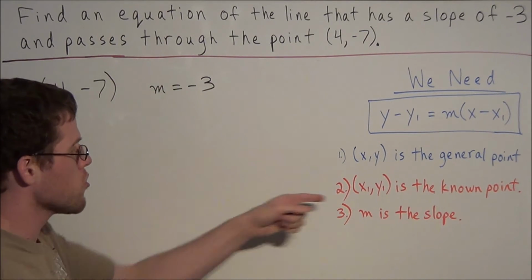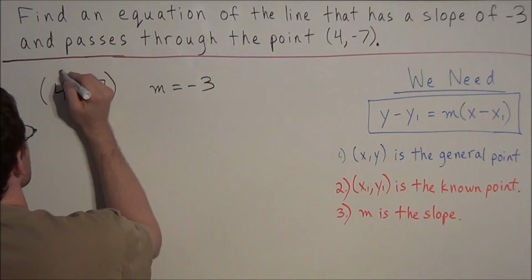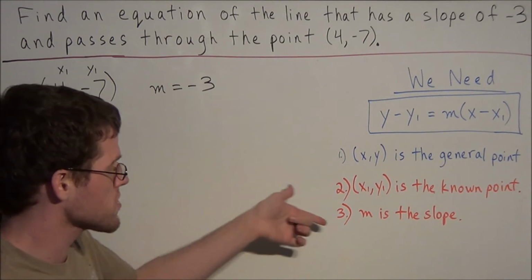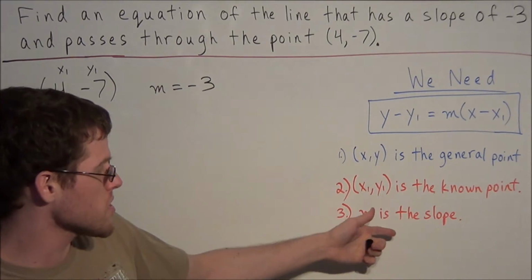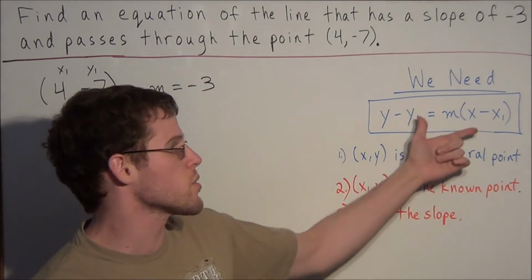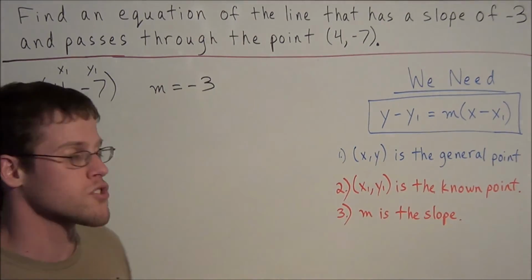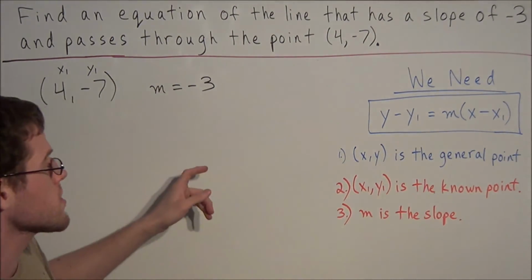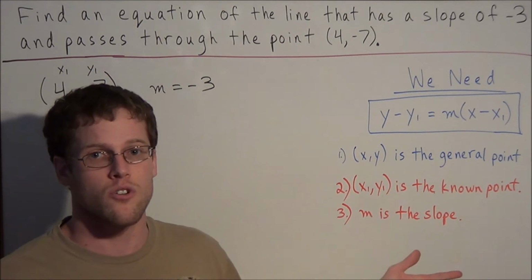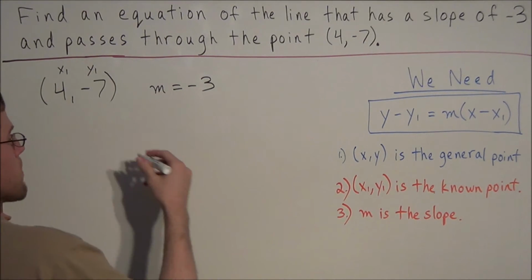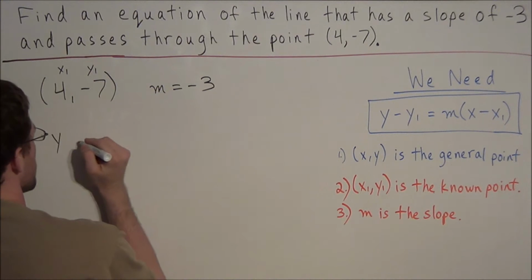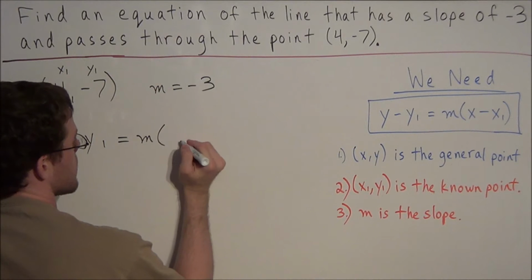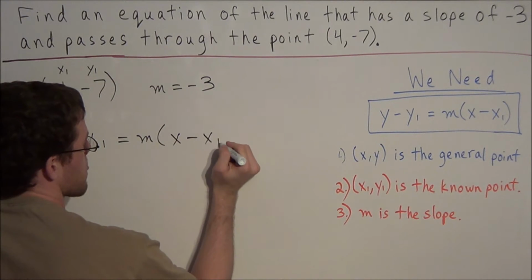So once again, our known point is our (x1, y1). I wrote this in red because this information is the only information that you're going to be plugging into this equation. Students will often get mixed up as to how much needs to be plugged in, but all you need to plug in is your point and your slope. Now we're going to write the equation: y minus y1 equals m times x minus x1.